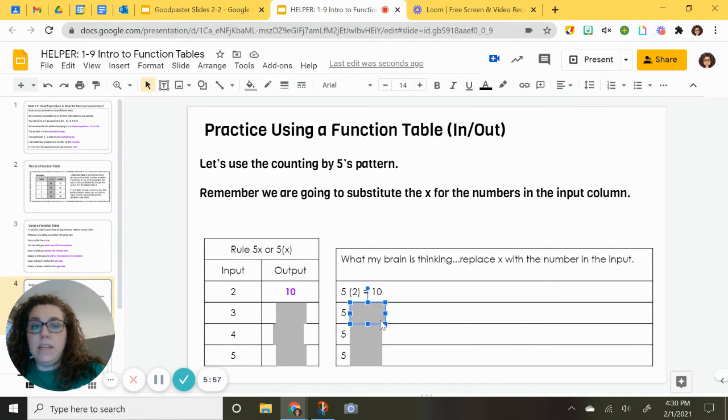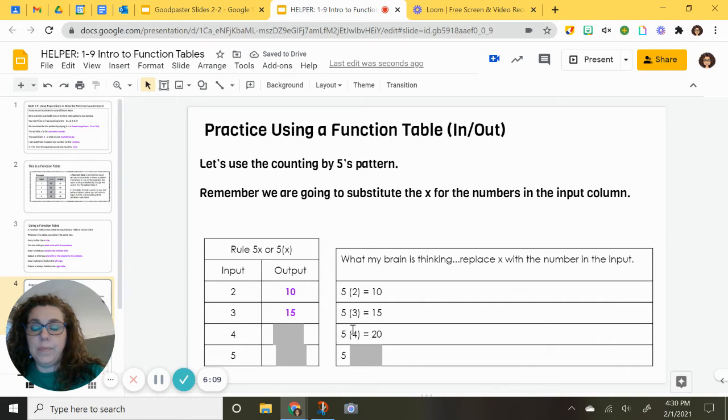Input, what my brain is thinking is take out the x and put the 3. I get 15. Same thing for 4. I take out the x and put the 4 in there. I get 20. And then for the 5, I take out the x and put the 5 in, and I get 25.